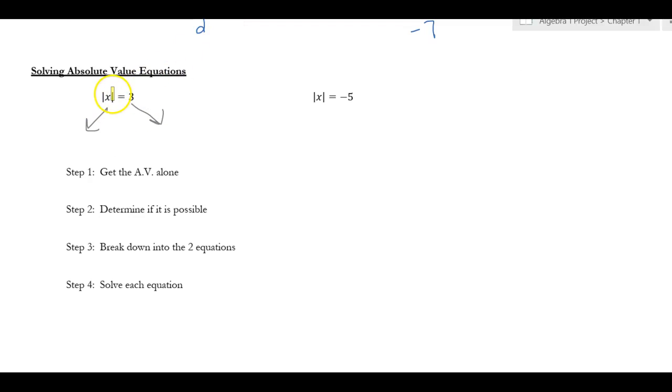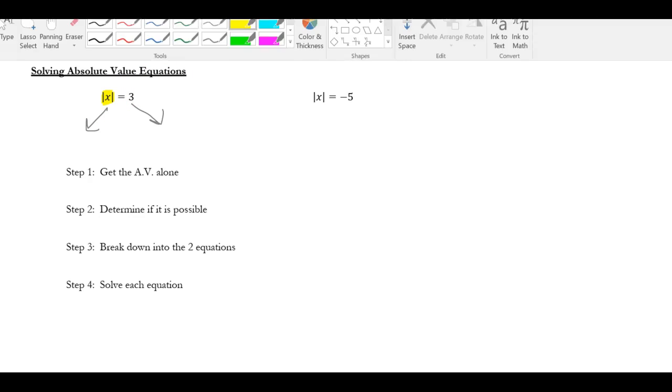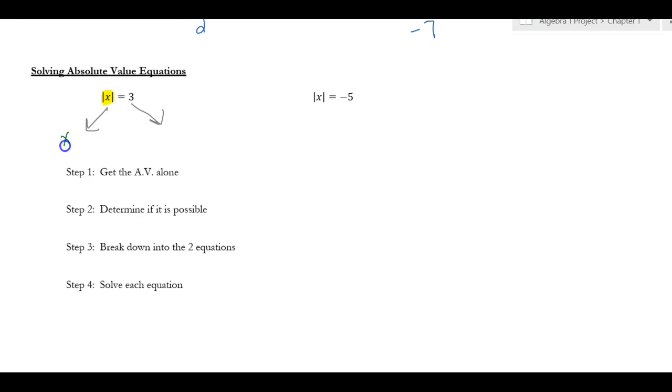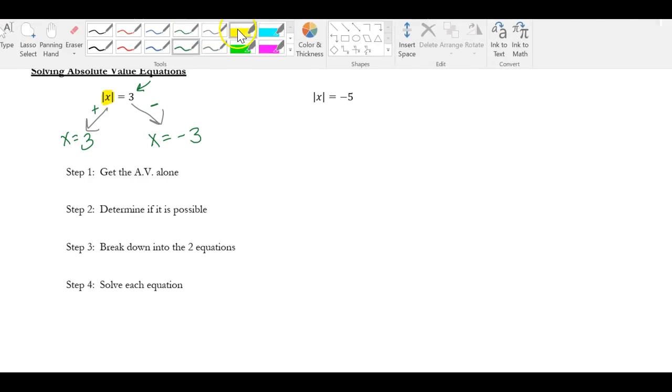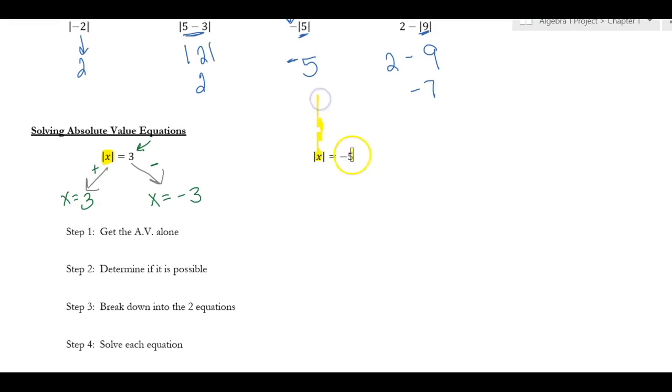What's inside the absolute value always stays the same, okay? And so my first response is that x is equal to 3, because a +3 will give me the absolute value of 3. And then the next one, I make the second sign negative, and I change the answer, because an absolute value of -3 will also give me 3. So that's how I break it down. Now if I look here, again, inside stays the same.